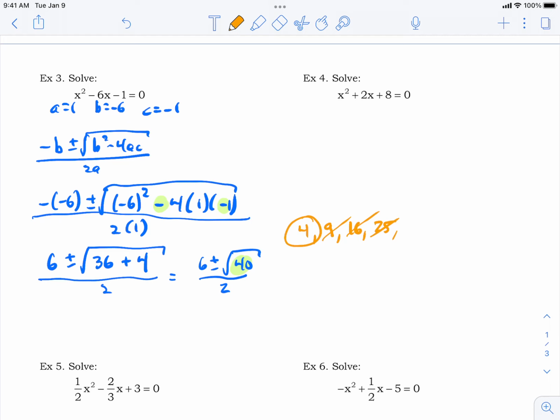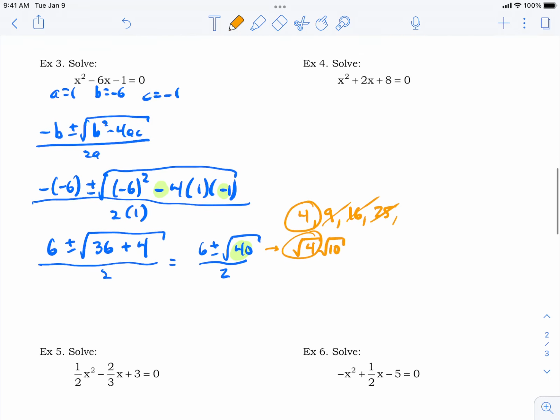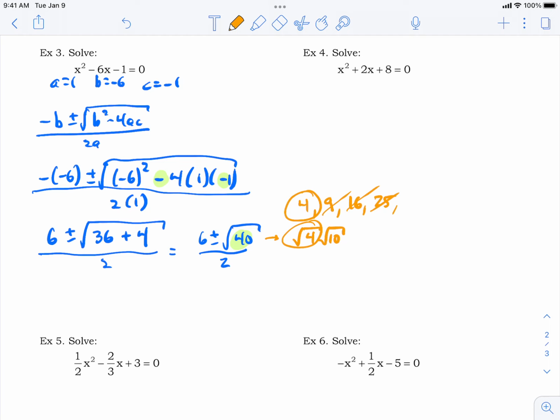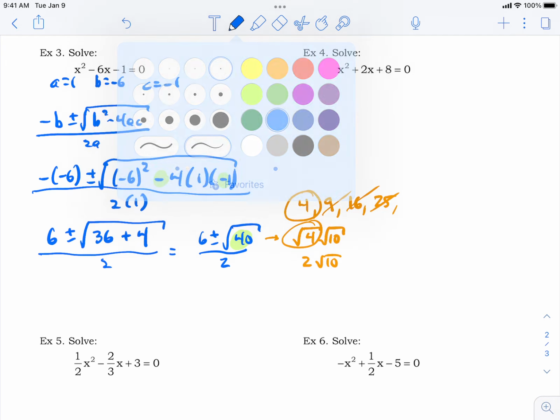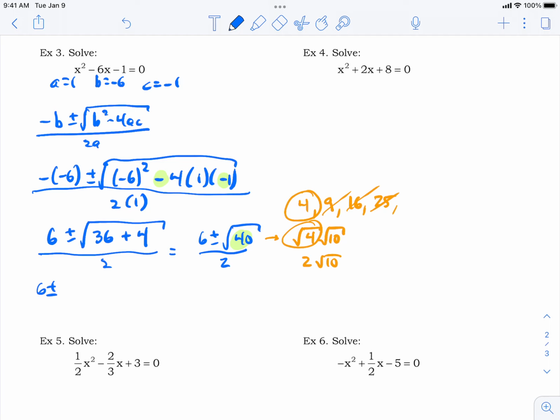So what you do is you think of the root 40 as a root 4 and a root 10 multiplied together, right? If you were to multiply root 4 times root 10, you would get root 40. And the reason we do this again is because it allows us to simplify this, because radical 4 is 2. And you still got radical 10. So it's 2 radical 10 is what that is. So moving right along here, we got a 6 plus or minus, and then this root 40 is becoming 2 radical 10, and that's all over 2.